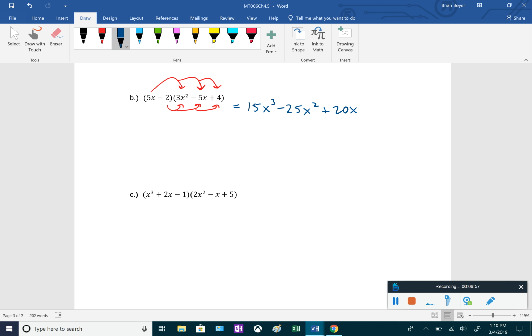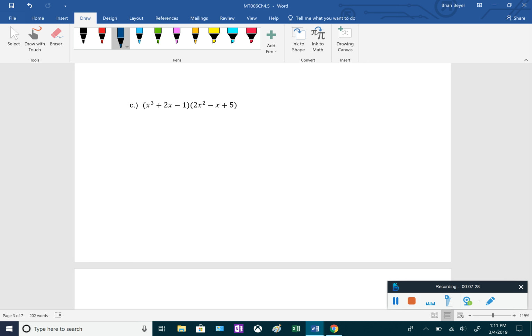Now distribute the negative 2. Negative 2 times 3x squared is negative 6x squared. Negative 2 times negative 5x is positive 10x. And then negative 2 times 4 is negative 8. So combining like terms, we only have one cubed term. We have negative 25x squared minus 6x squared, so negative 31x squared. 20x plus 10x is plus 30x, and then minus the 8. And that's the final answer for that one.